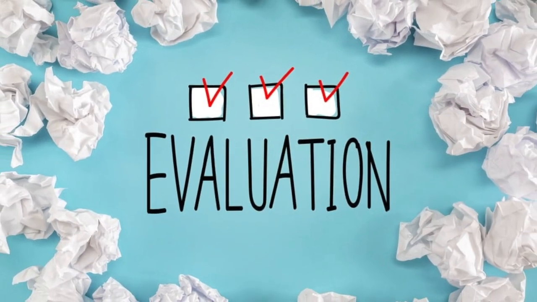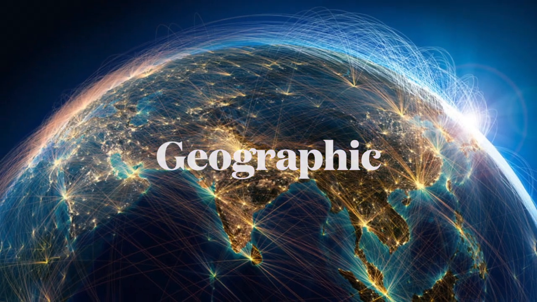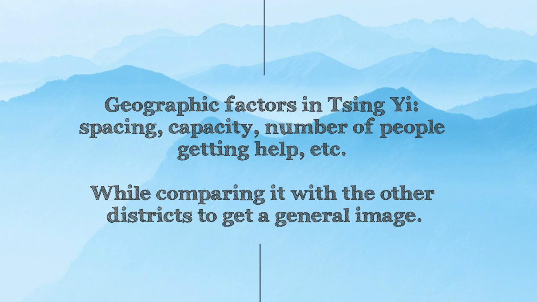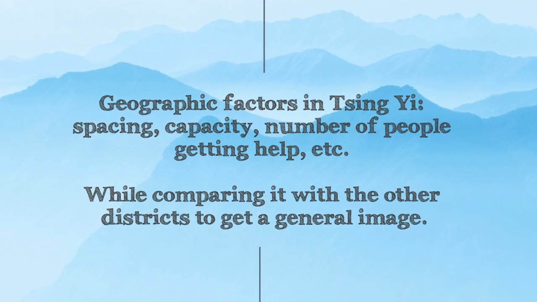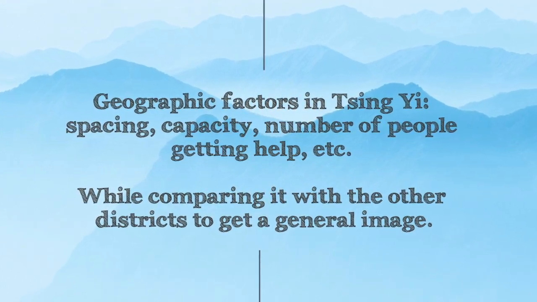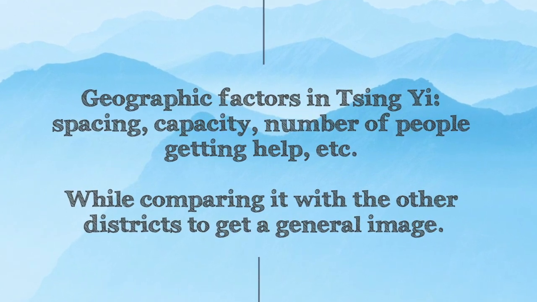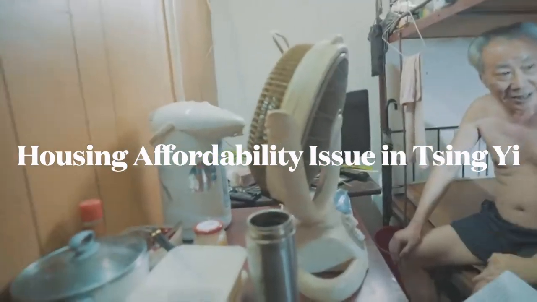To evaluate its impact, I will use the knowledge from the geographic perspective, considering the spacing, capacity, and all different geographic factors in the specific region, such as the number of people getting help in Tsing Yi, etc., while comparing it with the other districts to get a general image of its usage. Then, I'll use these data trends to contrast with the housing affordability issue in Tsing Yi.